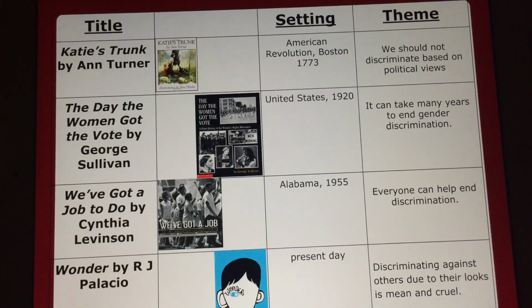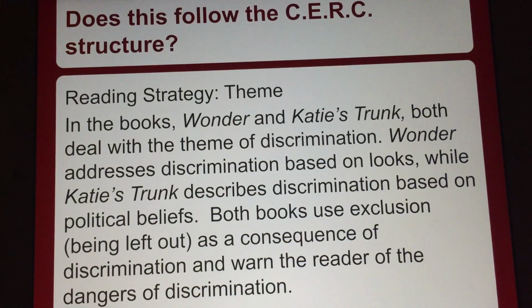So there we have it. We have 4 different books. 2 informational texts, 1 historical fiction, 1 realistic fiction. All 4 of them talking about the topic of discrimination, but the theme is a little bit different in each of them. All right, so ask yourself this: does this follow the CERC structure?